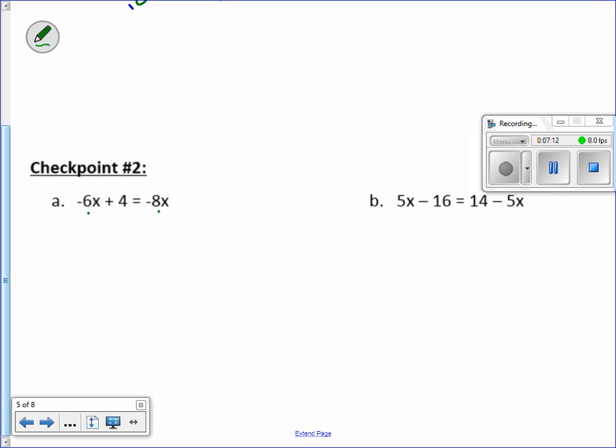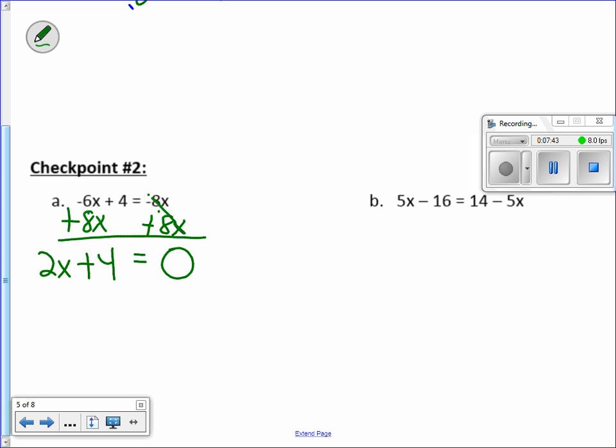So instead of subtracting 8x, I'm going to add that 8x, and I'm going to add 8x to both sides. Now something interesting happens on the right-hand side. Because of the additive inverse, I have a negative 8x plus 8x. I know that they are going to cancel out, and they're going to be equal to 0. So I have 0 on the right. What about on the left? This negative 6x plus 8x will give me 2x plus 4.